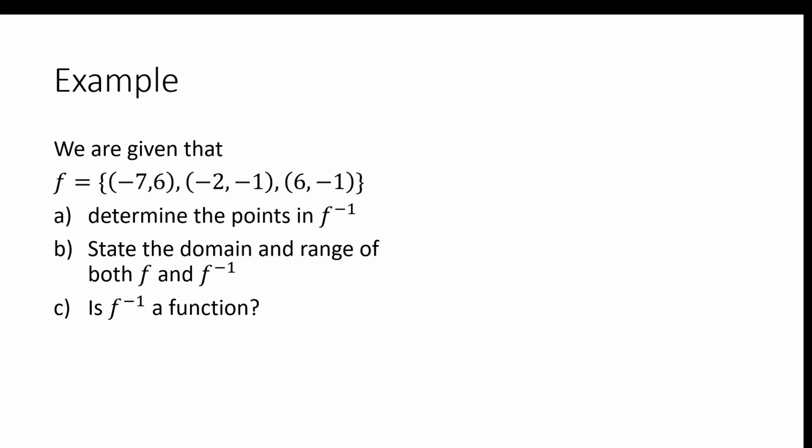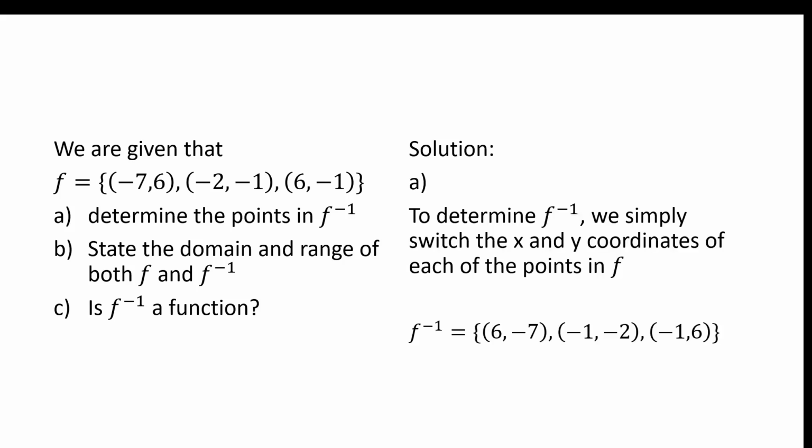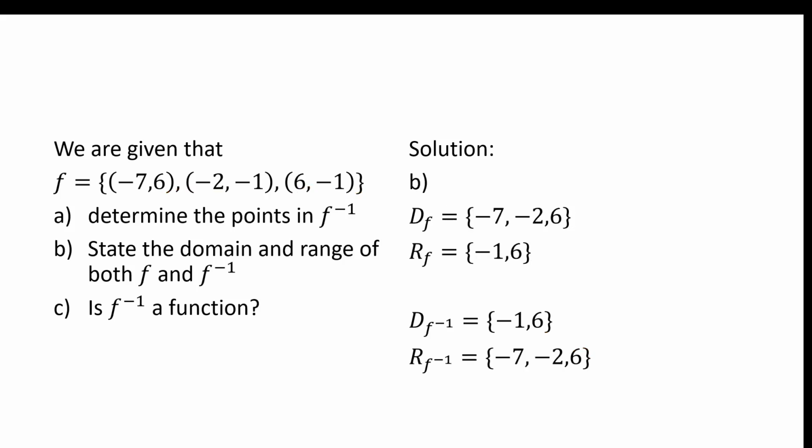All right, example 2, very similar question. Very, very similar, so we'll go through it a little more quickly. We want to determine the points in f inverse. So if (-7, 6) is in f, then (6, -7) is in f inverse. If (-2, -1) is in f, then (-1, -2) is in f inverse. If (6, -1) is in f, then (-1, 6) is in f inverse.